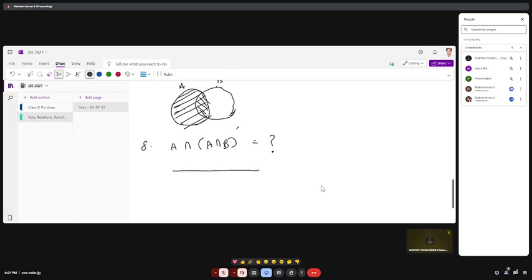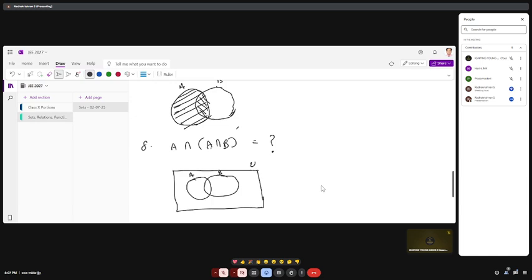So again, let's draw a Venn diagram. For that, we have to draw a universe. Let us say this is your universe. Within that, you draw A, and then you draw B. This is your A and B.